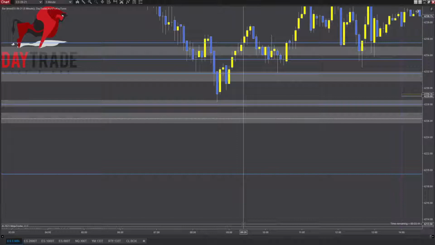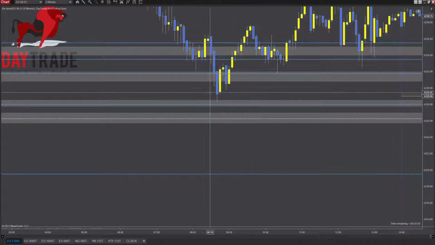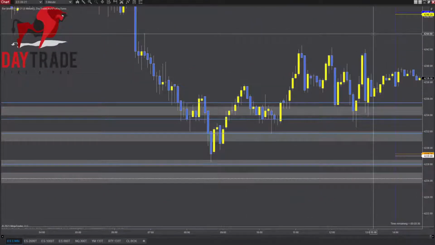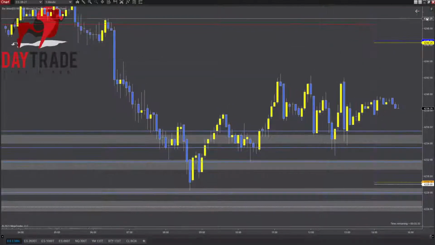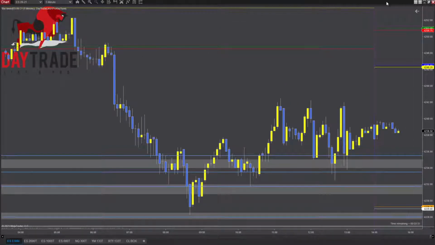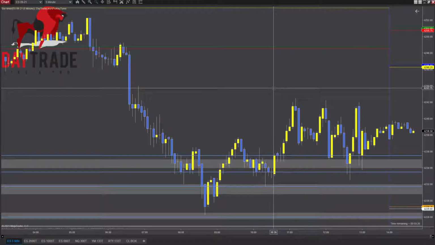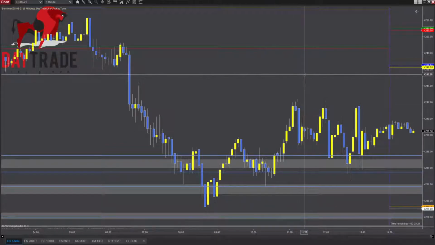This area is going to be really important in the bigger picture, probably on a closing basis, meaning how does the market close? What we saw today is the market came down here, touched this, and then took off out of this area. On a daily closing basis, that's probably something we're going to want to keep an eye on, what happens in that area. So we'll keep an eye on that.